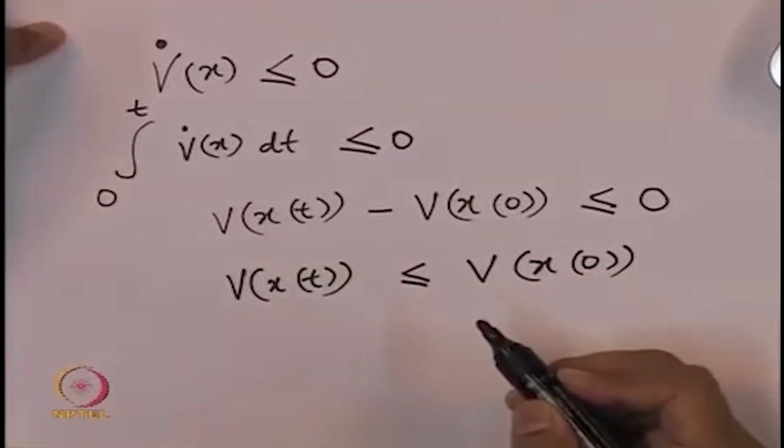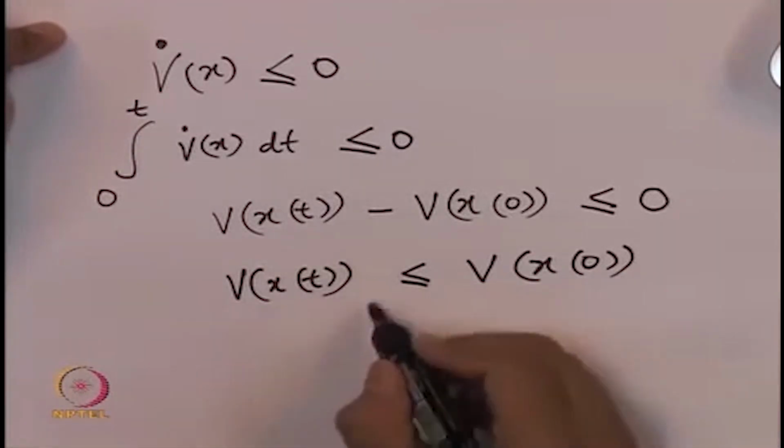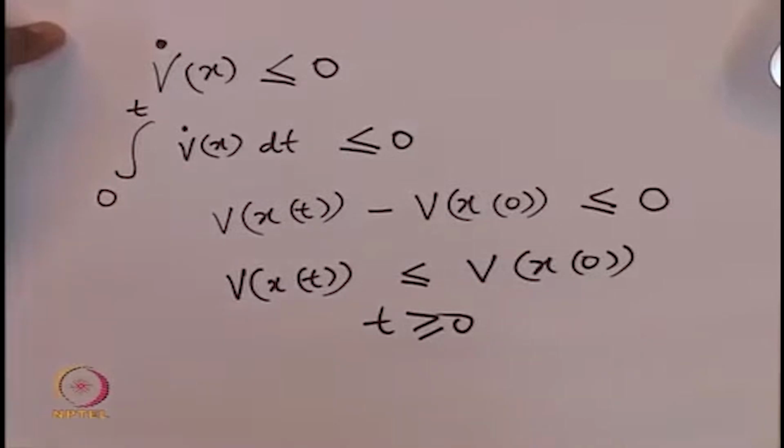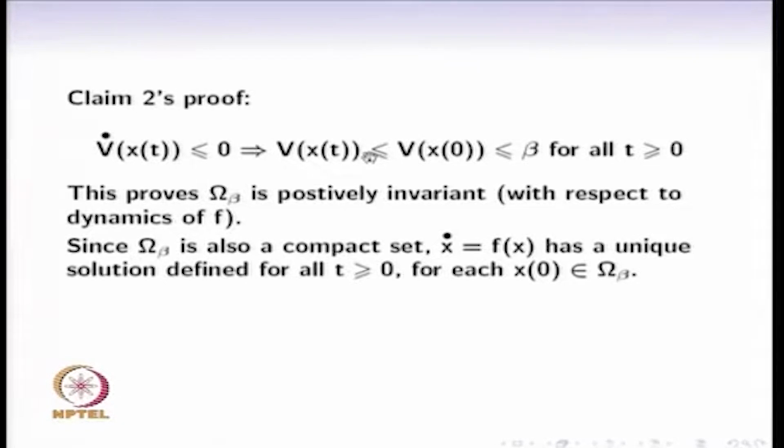V is a function that is decreasing with respect to time. Hence, at any time t greater than or equal to 0, this value will be less than or equal to this value, and this value itself was less than or equal to beta. That was the method of construction of the omega beta set. Since we have started inside this omega beta set, this value is at most beta. So, this proves that the omega beta set is positively invariant. If the value is less than or equal to beta at t equal to 0, then for all future time it can only decrease, and hence that trajectory remains inside the set omega beta.